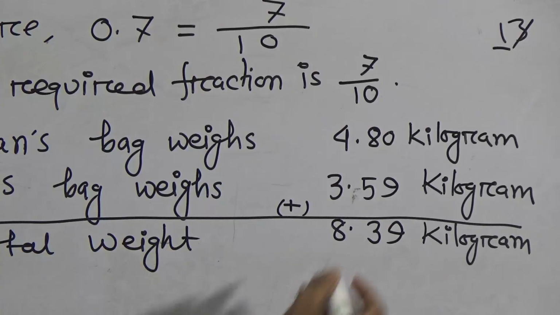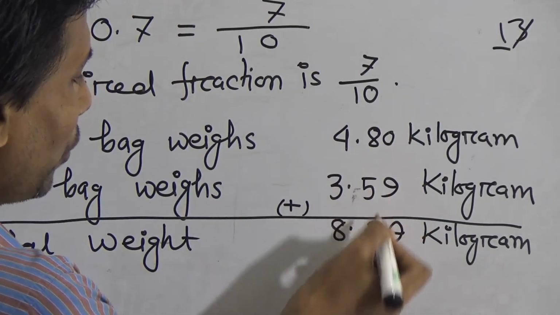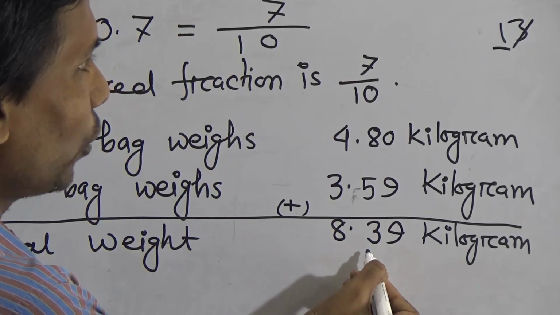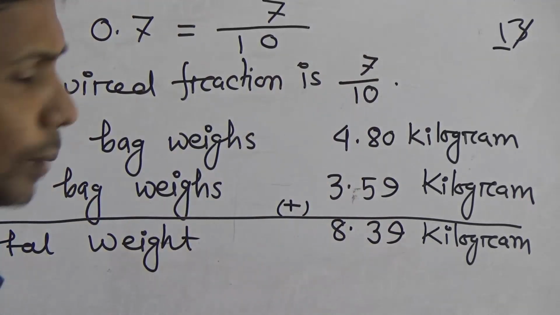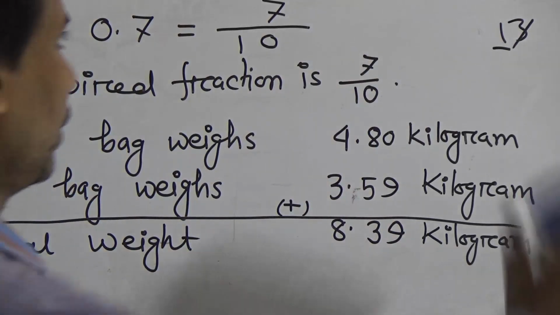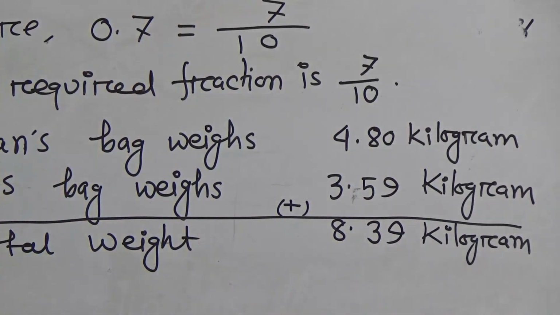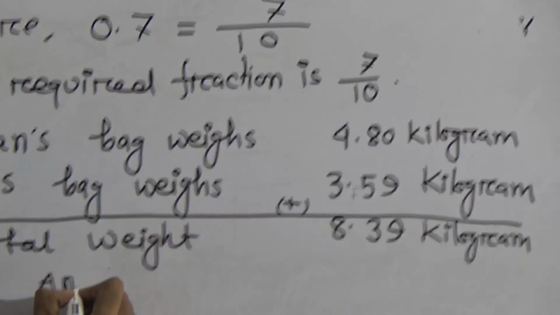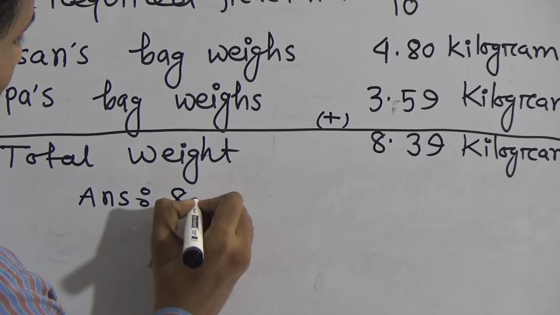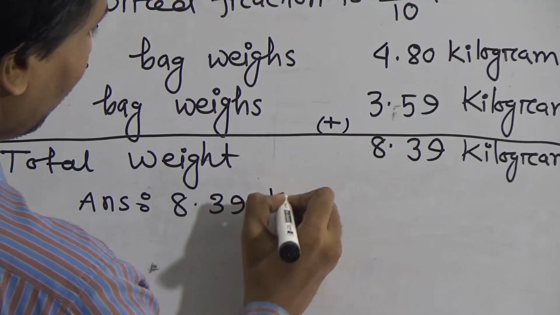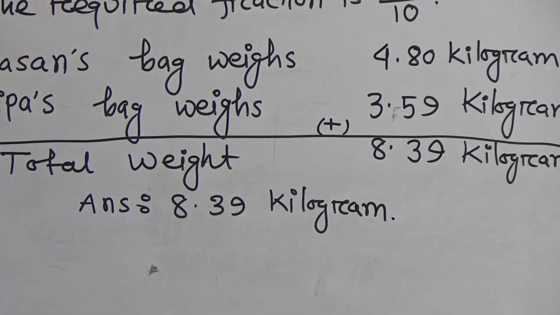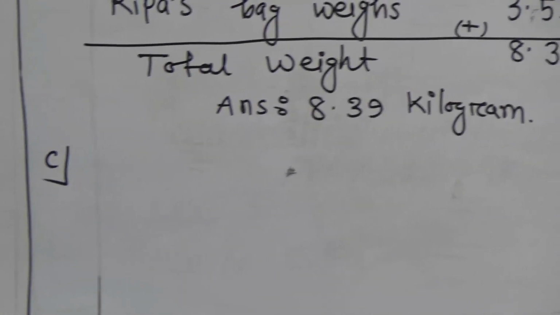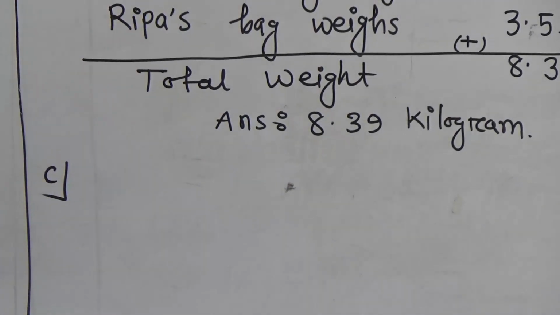Okay? You know the addition. 9 plus 0, that means 9. 8 plus 5 equal to 13. You put here 3 and you have 1 in your hand. That means 4 plus 3, 7, and you have 1 in your hand. That means 7 plus 1 equal to 8. Right here 8. Now write the answer. Answer: 8.39 kilogram. Dear student, CBQ question is so much easier. You don't get confused.